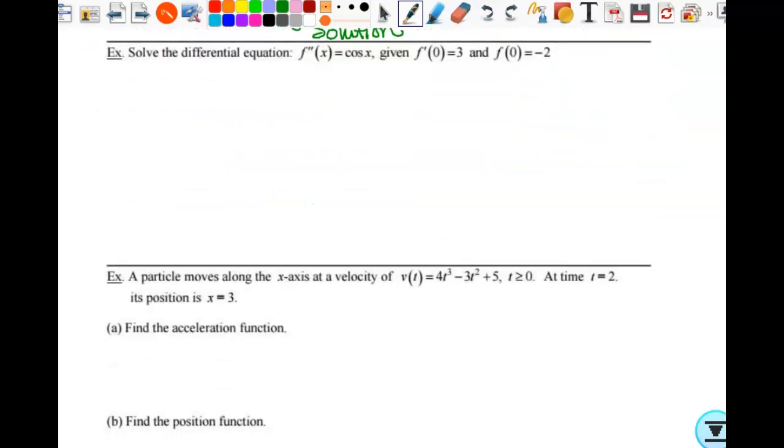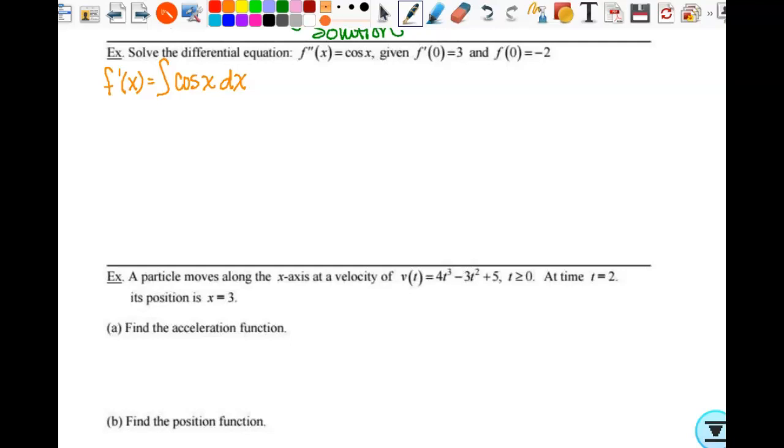So here we go. If I have f double prime, I can say that f prime of x is equal to the integral of, and it's of f double prime, but I'm just going to go ahead and write cosine of x dx. And remember, guys, notation matters. You cannot just write cosine of x. It's cosine of x dx with respect to x.